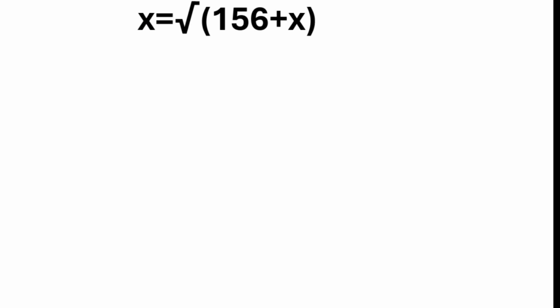Let's solve the equation x equals the square root of 156 plus x. Step 1. Square both sides. That gives us x squared equals 156 plus x. Step 2. Rearrange into standard quadratic form. X squared minus x minus 156 equals 0.